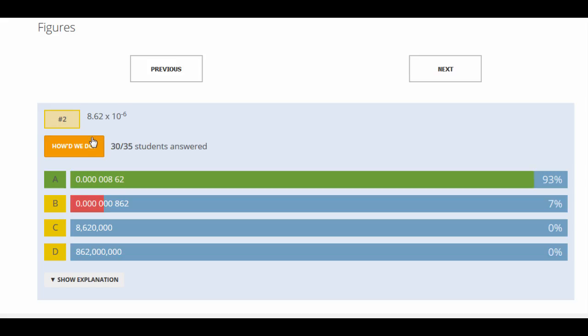All right, it is choice A. So there should be 5 zeros after the decimal, and then the 862. And that's because in this one we had to move the decimal a total of how many places? 6. So we count 1, 2, 3, 4, 5, 6 to get that decimal in place. Choice A is correct. Any questions on this one? Next one, we have 92,300,000.